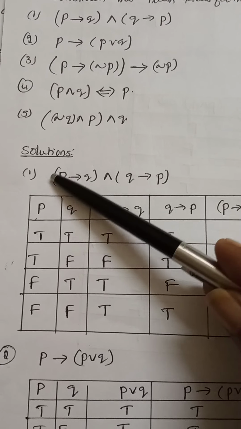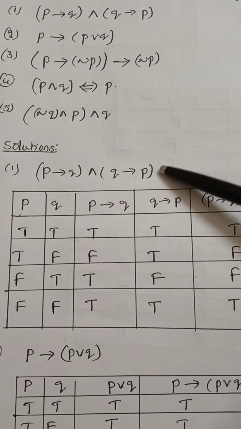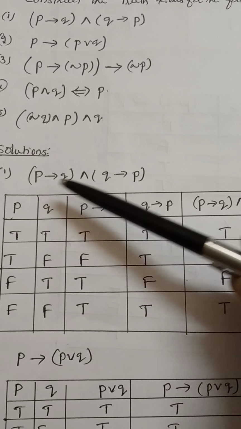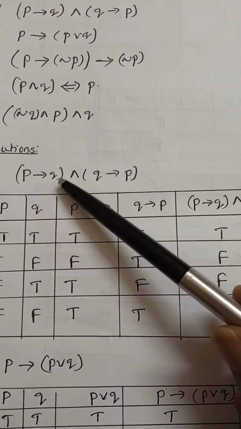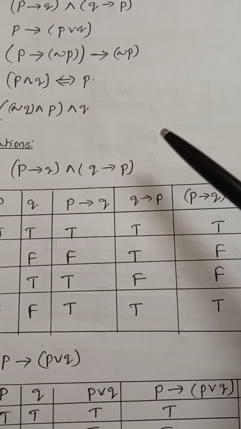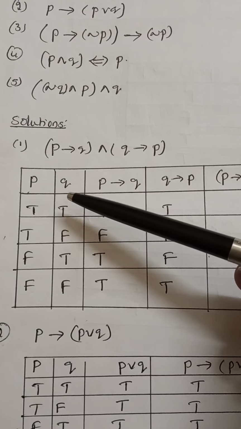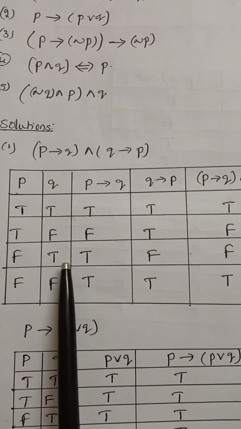Now the first one, implication, is P arrow Q. This is P arrow Q. Another compound statement is also there, that is Q arrow P. Right? Q arrow P. Now this and this is another compound statement. This is the bigger one, that means P arrow Q and Q arrow P. Right? Now this is the last column. First of all, you have to write all possible truth values. True, true, true, false, false, true, false, false. These are the possible truth values for the propositions P and Q.